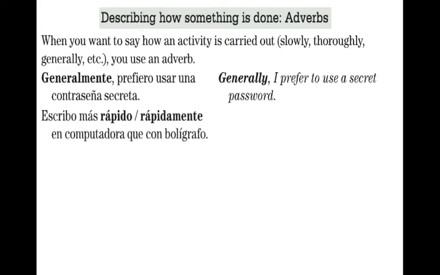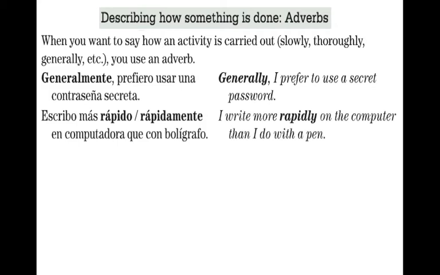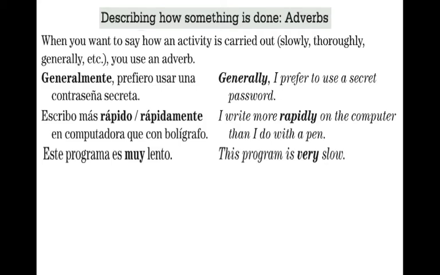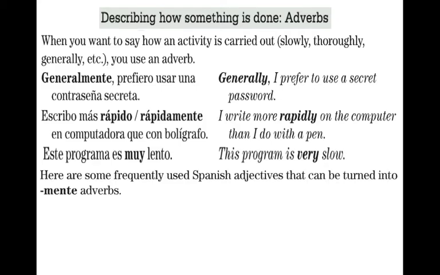Escribo más rápido o rápidamente en computadora que con bolígrafo. I write more rapidly on the computer than I do with a pen. So rápido would be the adjective. Rápidamente, and again the O, you see the O ending, change that O to A and add the mente, rápidamente, quickly, rapidly. Este programa es muy lento. This program is very slow. And if you wanted to say the program runs slowly, lentamente, that would be describing the verb runs.